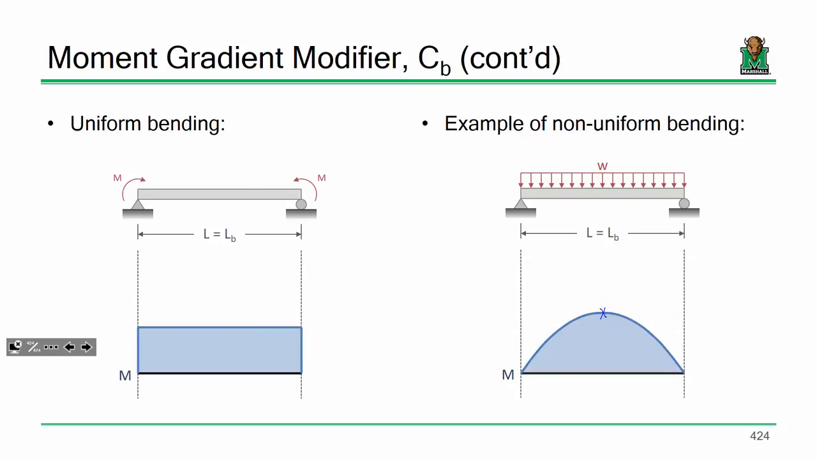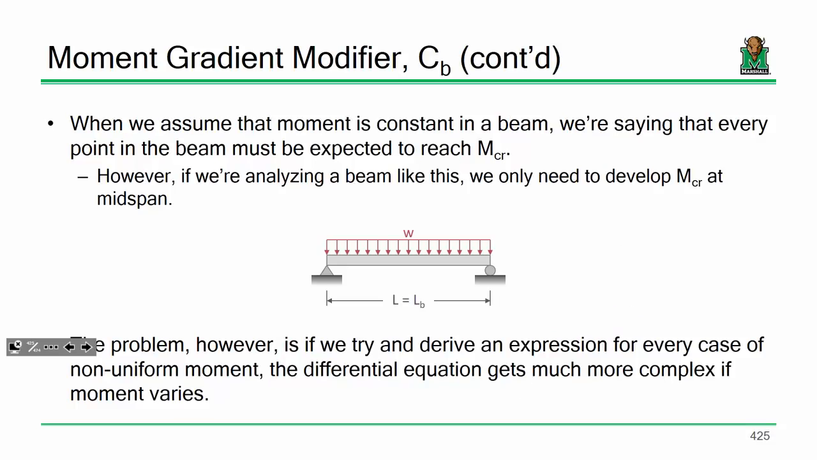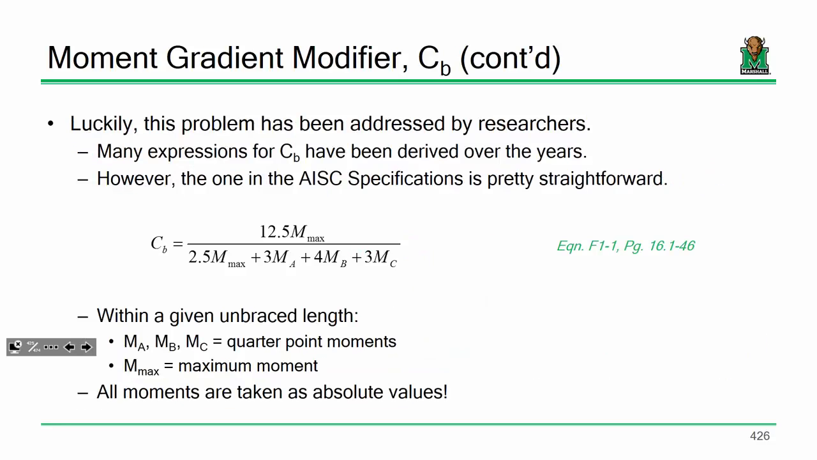Okay. Now, one thing I'll point out, a couple things. Oh, that's exactly what I was saying just now. So the first point on this slide was literally what I was just saying, that if you assume that the moment is constant, you're saying every point has to reach M critical, which is not the case. All right. One of the issues, though, with trying to account for non-uniform moment is if we tried to derive a C sub b for every single conceivable moment diagram, C sub b would get a little nuts and it would get a little complicated.